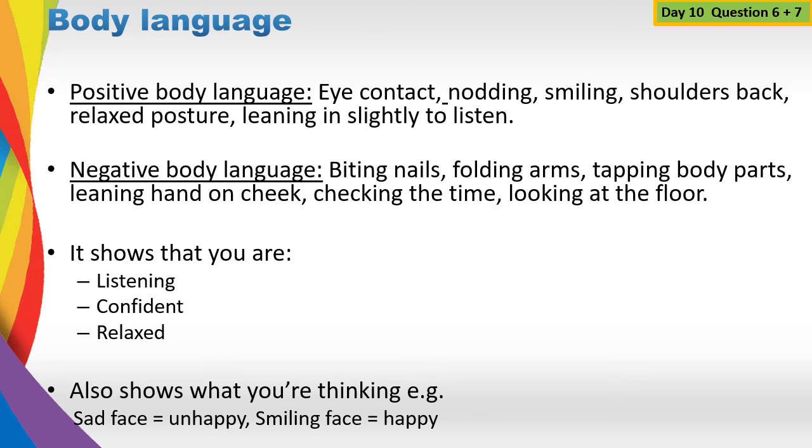So look at the video on body language where you've looked at positive and negative body language. Positive body language is about smiling and nodding and a nice relaxed posture, leaning in slightly to listen so it looks like you're paying attention, with good eye contact. Negative body language could be things like folding your arms and tapping your body parts where you look very distracted. You could be leaning your head on your hand, looking at the floor, sitting really slouched, even biting nails.